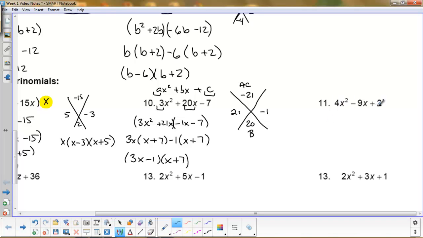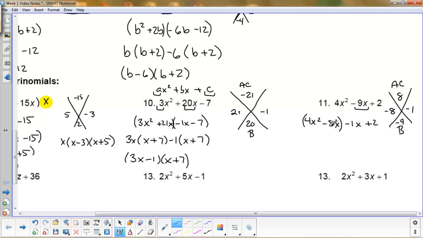All right, I'm looking here at my GCF. I do not have one. I'm going to remember that it's the AC method, so A times C, and this one is B. So 4 times 2 is 8, and negative 9. So the two numbers that multiply together to make 8 and add up to negative 9 would be negative 8 and negative 1. I'm going to use those two numbers to split the middle term: 4x squared minus 8x minus 1x plus 2.